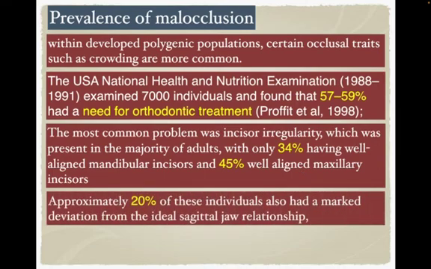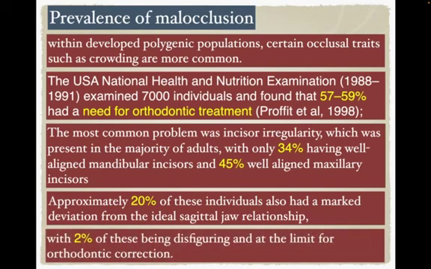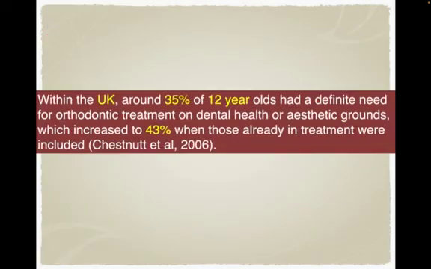However, 20% of the individuals also had a marked deviation from the ideal sagittal relationship, which means, like we said, that the most common one is incisor irregularity, but 20% of these had either class 2 or class 3. That's what we mean when we say deviation from the ideal sagittal relationship, and 2% of these had significant disfigurement that needs orthodontic correction.